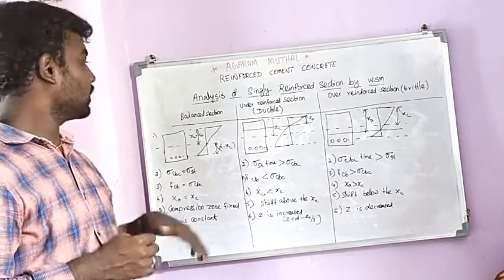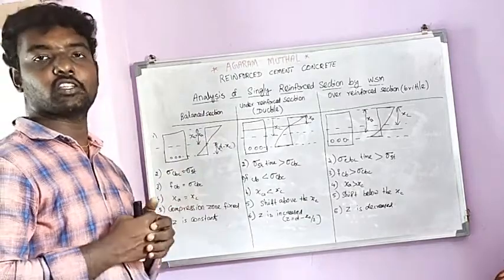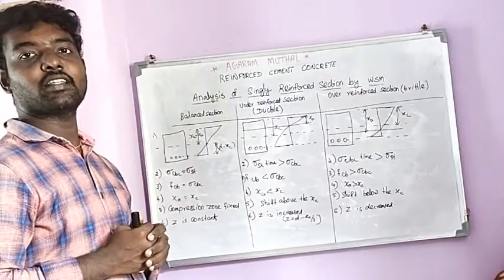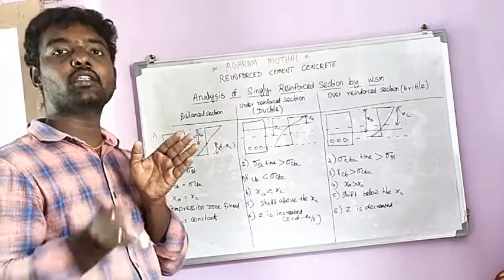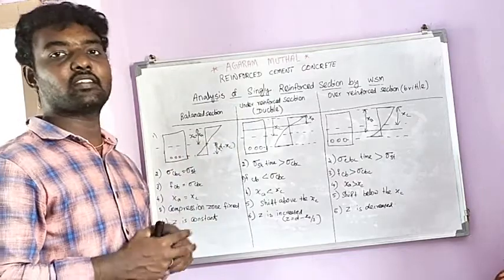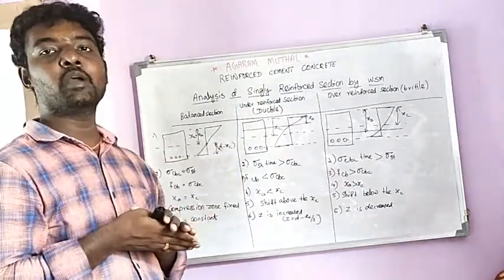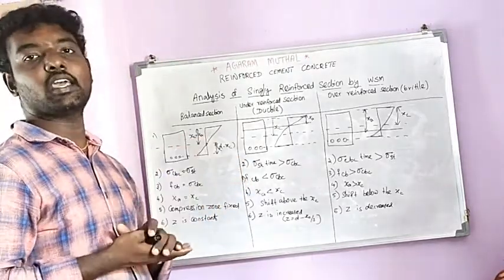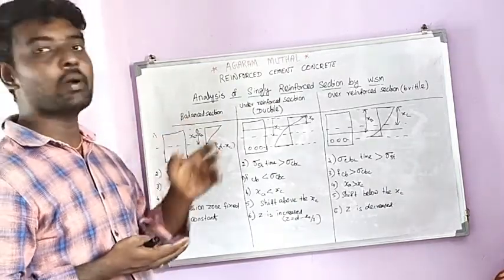Balanced section is nothing but the neutral axis which lies exactly at the center of the compression and tension zone. So we can say the critical neutral axis is the neutral axis depth beyond which there will be a failure, either in compression or in tension. That is called the critical neutral axis. Actual neutral axis is the exact position which is held in the particular beam. So here both the critical neutral axis as well as the actual neutral axis are equal, which is nothing but a balanced section.